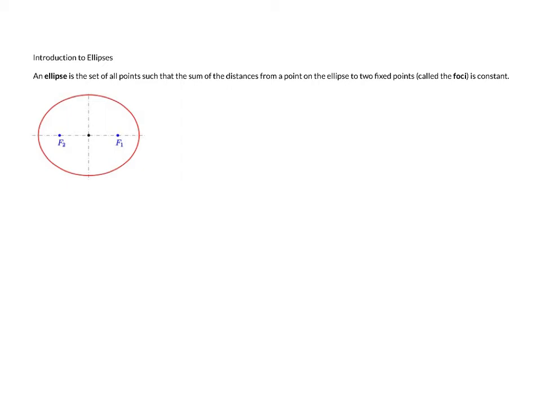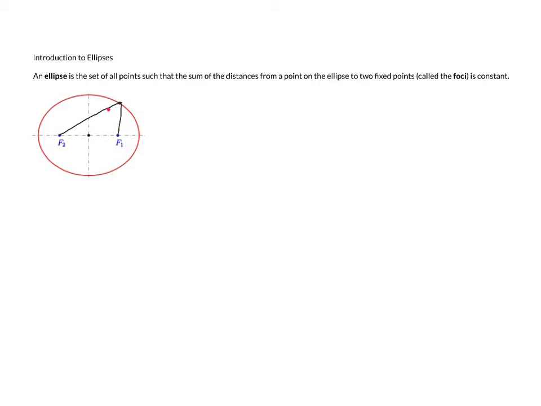An ellipse is the set of all points such that the sum of the distances from a point on the ellipse to two fixed points called the foci, which is the plural of focus, is constant. So what that means is no matter which point we pick on the ellipse, if we look at the distances between that point and the two foci, and we add those two together, the sum is going to be constant.